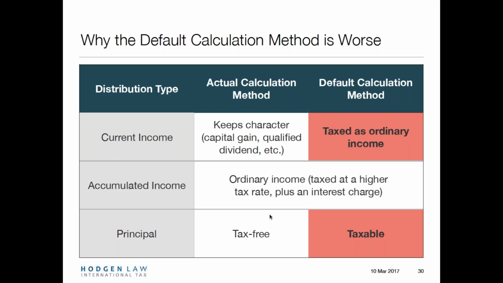The final one, principal. If you use the actual calculation method and the trustee tags a certain amount as a distribution from corpus, it's tax-free, it's principal. There is no such exemption under the default method. So anything that comes out, if you use the default method, it's either going to be ordinary income, taxable at ordinary rates, or it's going to be an accumulation distribution taxed at worse than ordinary rates. So as a general rule, you're going to try to avoid the default method if you possibly can.